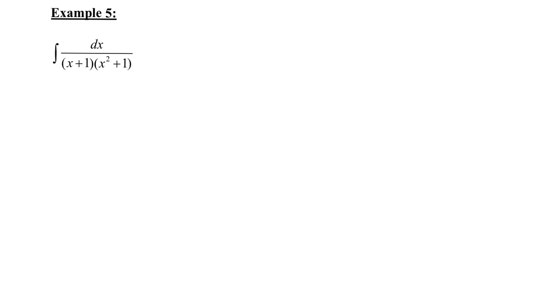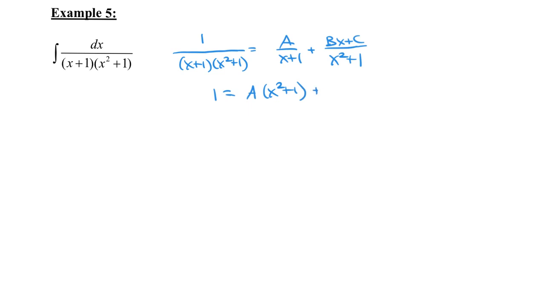So looking at this one, we've got an irreducible quadratic on the bottom. So I'm just going to set this up off to the side here. You get 1 over x plus 1 times x squared plus 1. So we know that's going to be A over x plus 1, and then plus Bx plus C over x squared plus 1. Because remember, when we've got the quadratic, we need a linear expression up here. Okay, so then same as always, I'm going to multiply both sides by the denominator. So if we do that, we're going to get 1 equals A times x squared plus 1 plus Bx plus C times x plus 1.